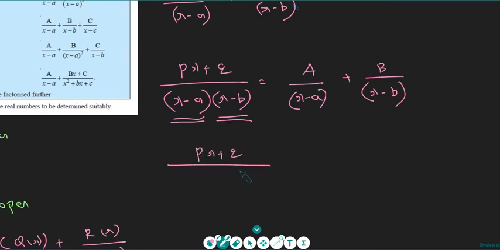Px plus q divided by x minus a square, with degree 2. So what we have to do is, first you consider this without a degree, temporarily. If that is the case, I have to give one constant, x minus a.